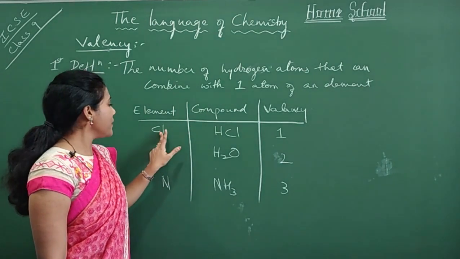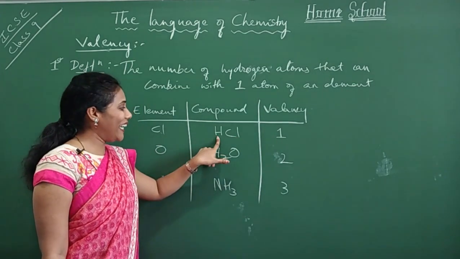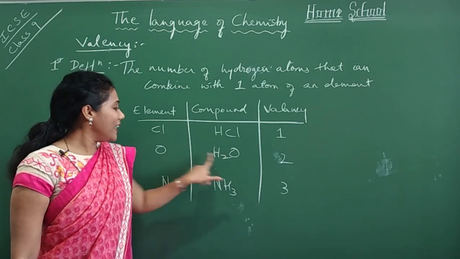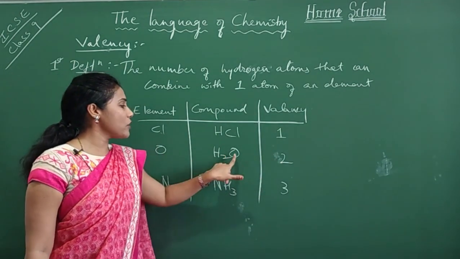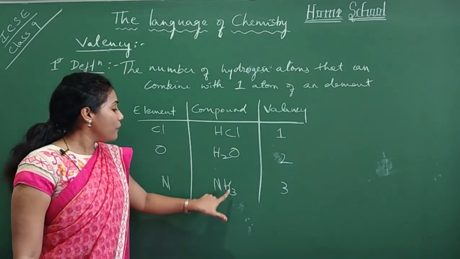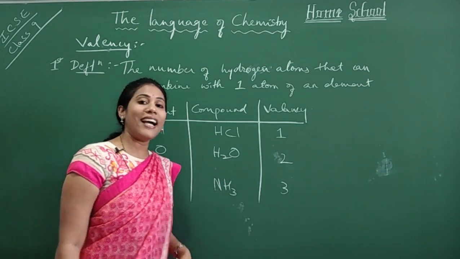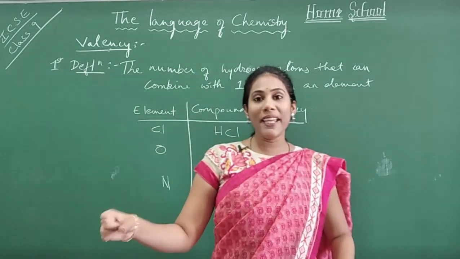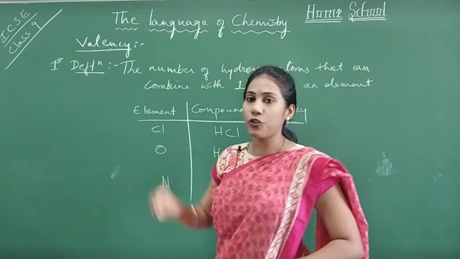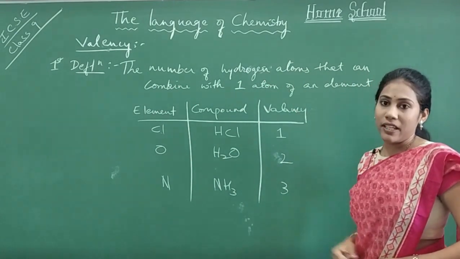See, the valency of chlorine is 1 because chlorine can combine with only one atom of hydrogen. The valency of oxygen is 2 because oxygen can combine with 2 atoms of hydrogen. The valency of nitrogen is 3 because nitrogen can combine with 3 atoms of hydrogen. So based on the combining capacity of an element with hydrogen atoms, we defined valency this way.